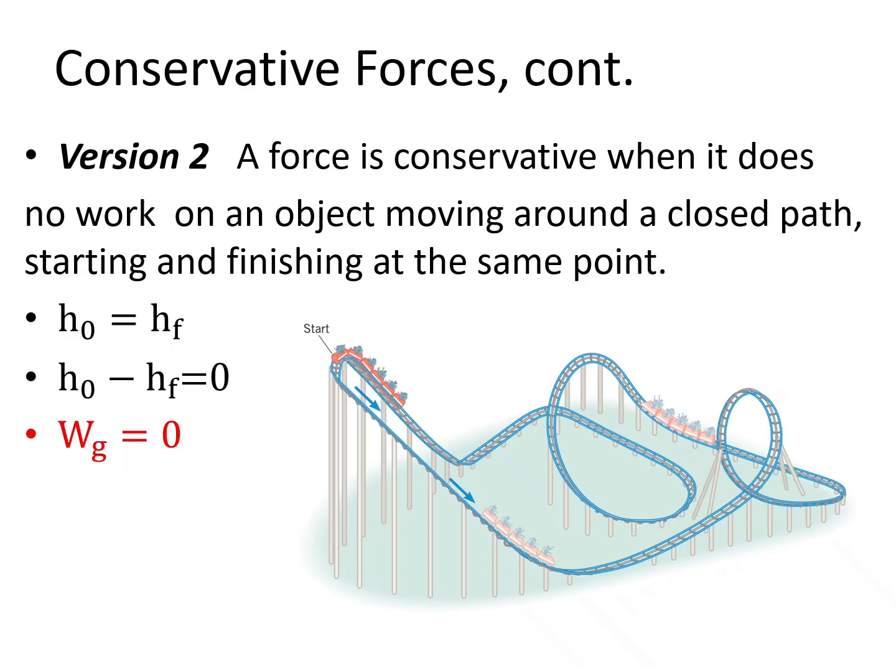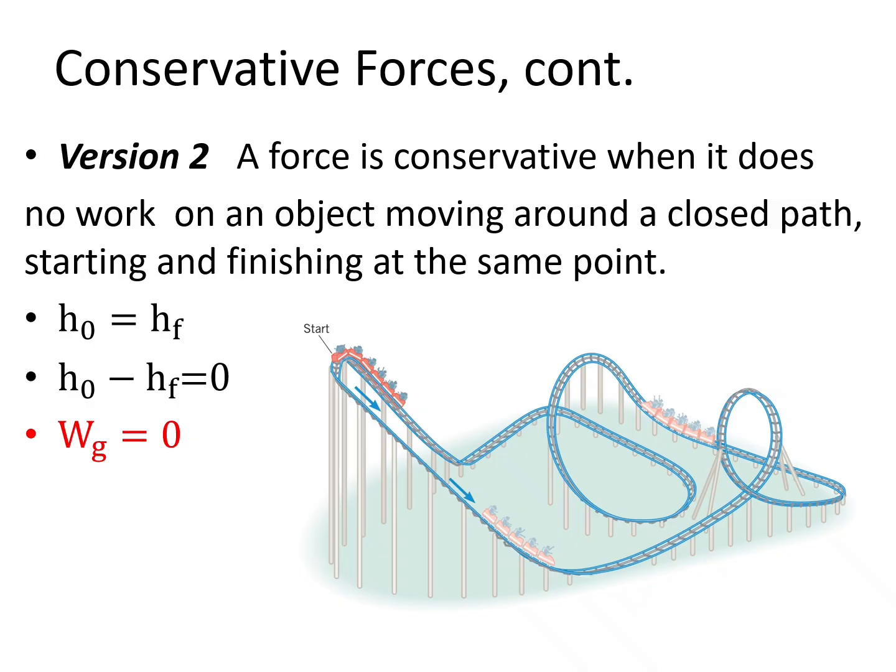A force is also conservative if it does zero net work around a closed path. A closed path means the object starts and ends at the same point. For gravity, if the starting and ending heights are the same, then h naught equals h sub f. So W sub g equals mg times (h naught minus h sub f), which is 0.